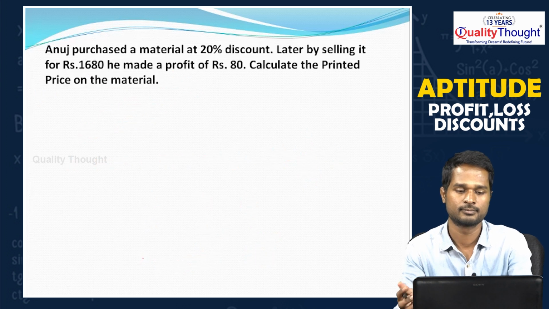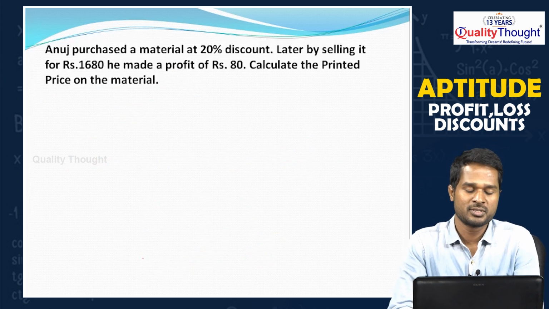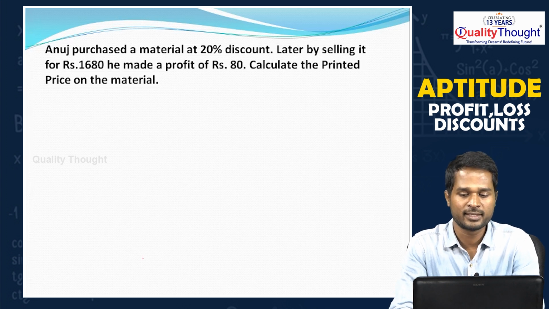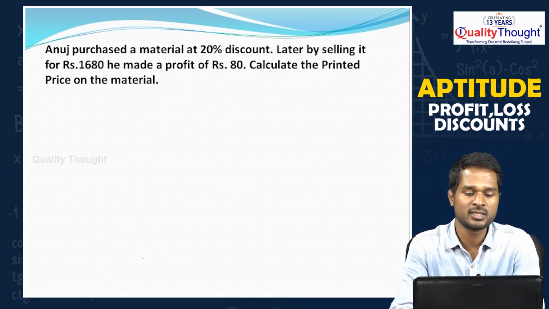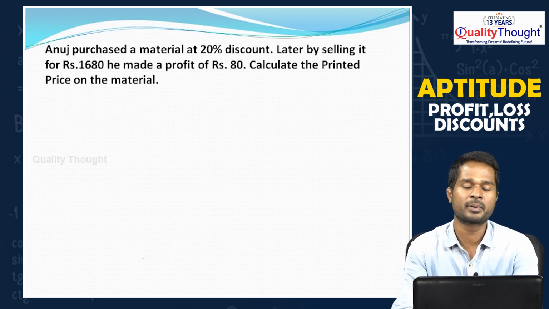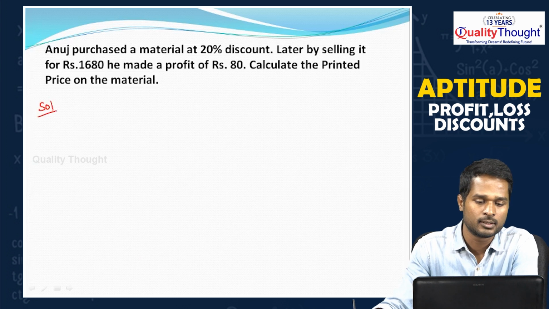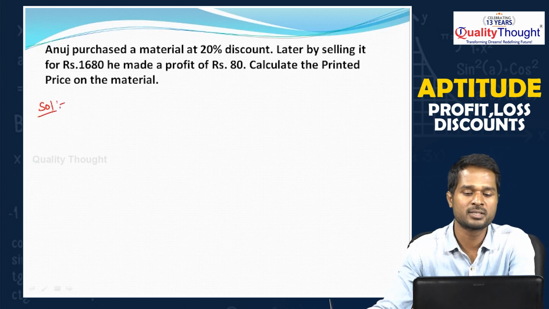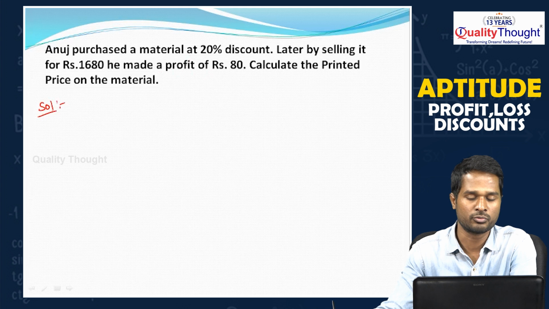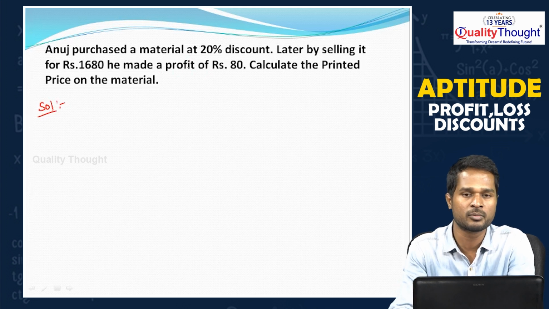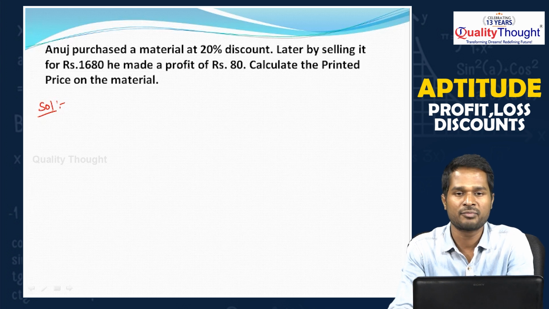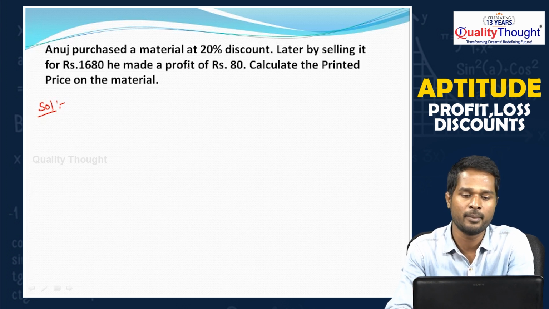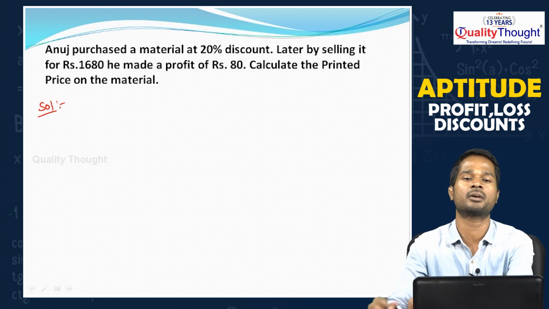Question says, Anuj purchased a material at 20% discount. Later, by selling it for 1680, he made a profit of 80 rupees. Calculate the printed price on the material. The question says Anuj purchased something for 20% discount. We do not know what is the printed price or marked price of it, but he purchased it for 20% discount. And after that he sold it for 1680. Because of that, he got a profit of 80 rupees.